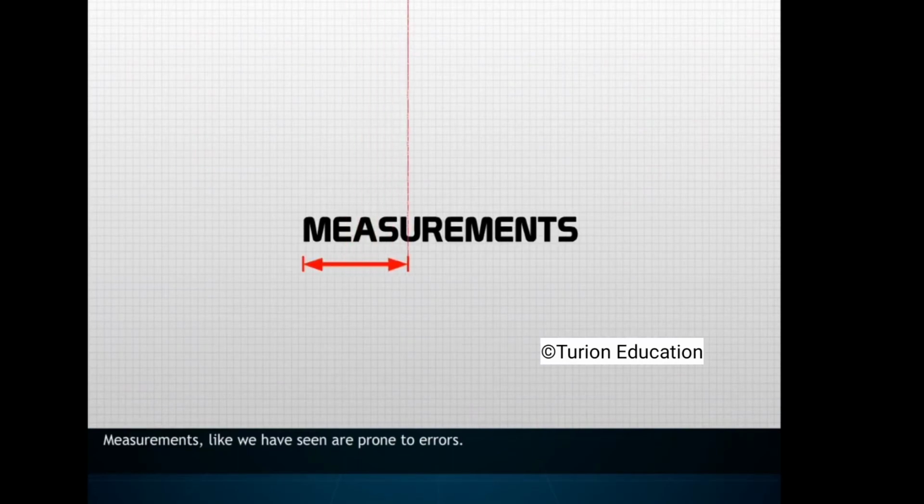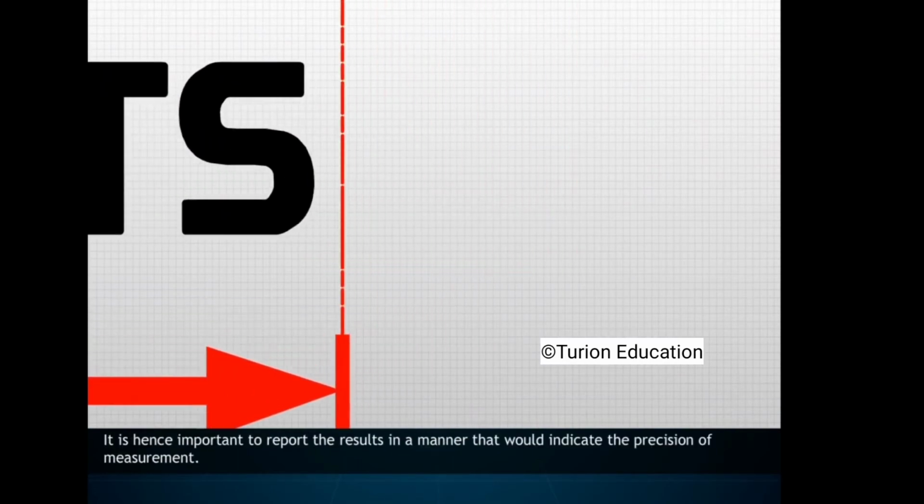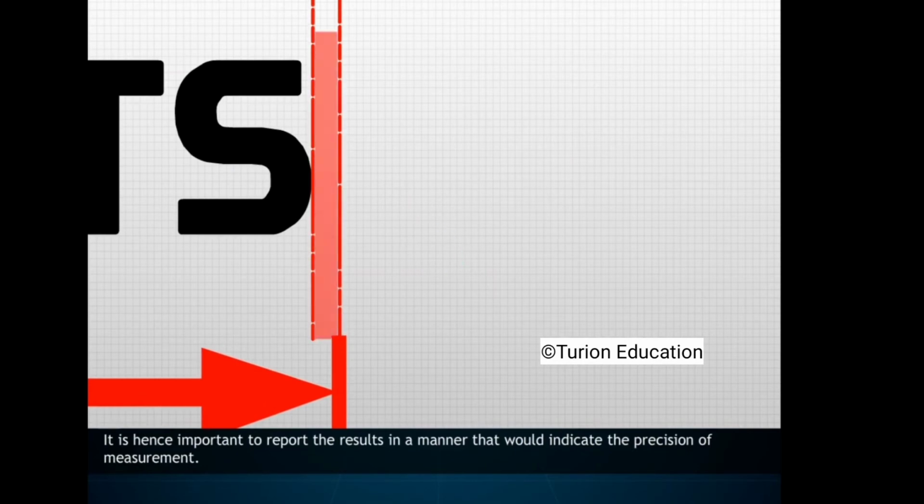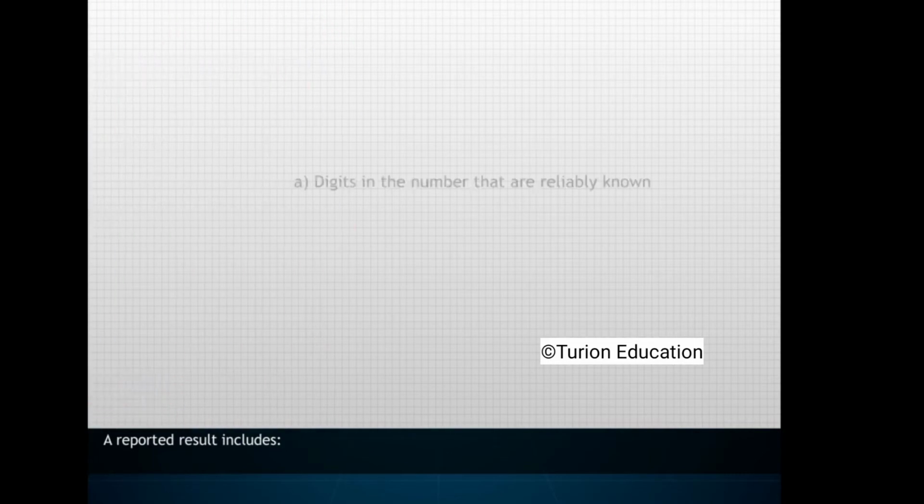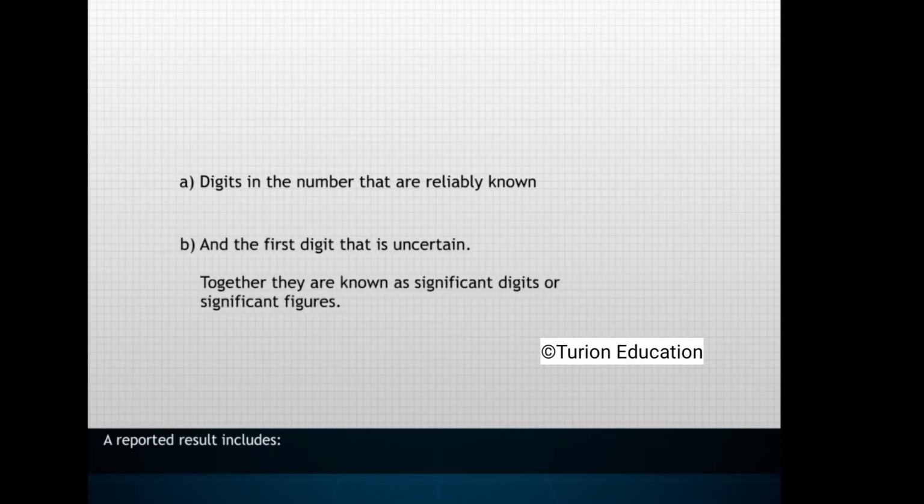Measurements, like we have seen, are prone to errors. It is hence important to report the results in a manner that would indicate the precision of measurement. A reported result includes A, digits in the number that are reliably known, and B, the first digit that is uncertain. Together, they are known as significant digits or significant figures.